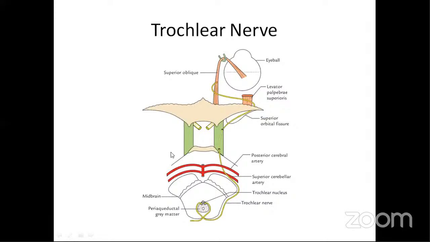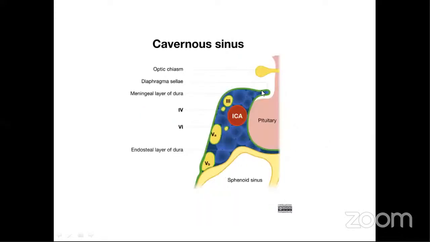So this was just an overview. Now we will dive in. This was demonstrated in the previous slides as well, what I was talking about: we have the oculomotor nerve, then the trochlear nerve, then the ophthalmic division of the trigeminal nerve and the maxillary division of the trigeminal nerve, along with the abducens nerve and the internal carotid artery inside the cavernous sinus. And here we can see the optic chiasm and pituitary in relation to the cavernous sinus.